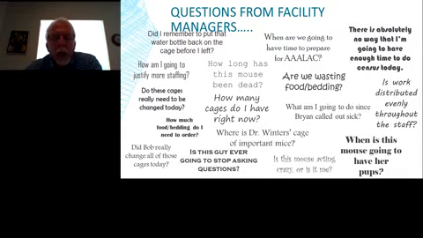When is this mouse going to have her pups? Great question. Where is Dr. Winter's cage of important mice? We've never had that question, right, from anybody. Are we wasting food or bedding? And how much food and bedding do I need to order? How many cages do I have right now? How long has this mouse been dead? Is this mouse acting crazy, or is it me? Am I going to have to justify more staffing? Or how can I justify even more staffing? And is this guy ever going to stop asking questions?